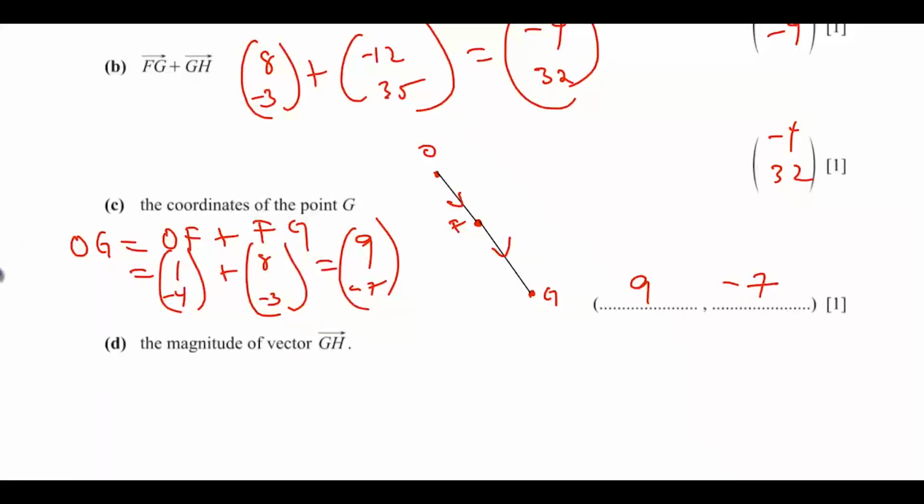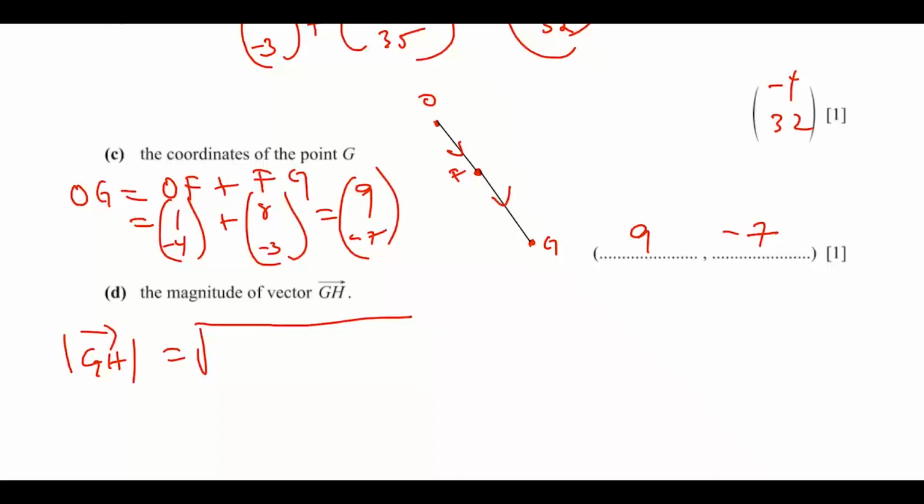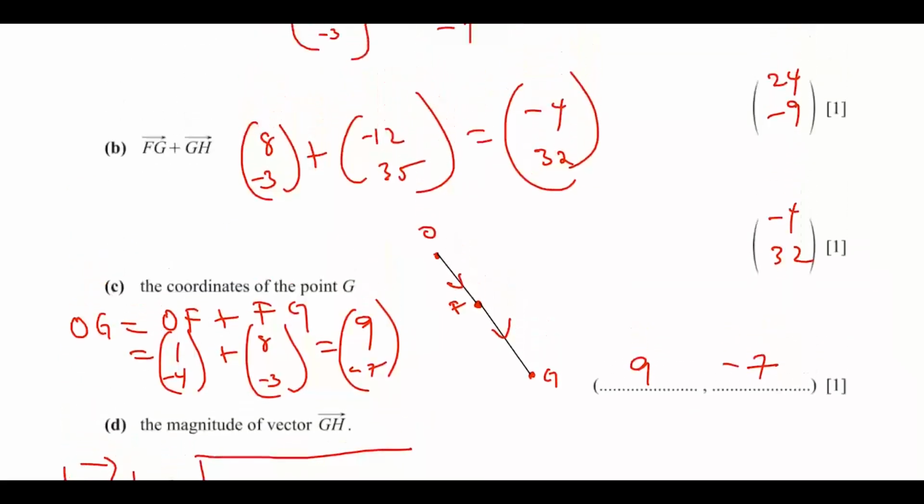Then part D, the magnitude of vector GH. It will be the magnitude of vector GH, written like this, equal to the square root of the x and the y values of vector GH respectively.